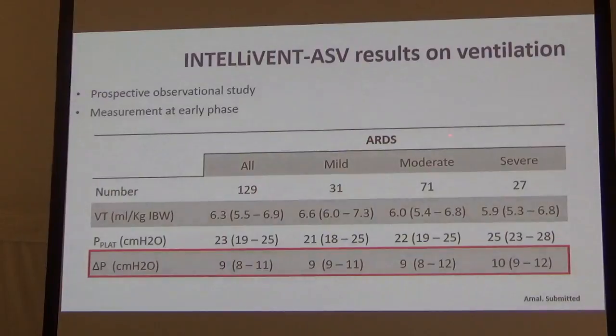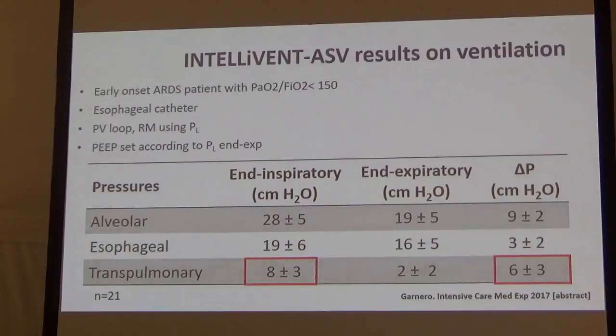In a small subgroup of severe ARDS patients, we introduced an esophageal catheter to measure the transpulmonary pressure. It's only 21 patients, and we found that the transpulmonary pressure at the end of inspiration was 8 centimeters of water. You know the recommendation is to keep it below 15. And the transpulmonary driving pressure was 6 centimeters of water. There is no recommendation because we don't have so much data, but probably we have to keep it below 10 or 8 centimeters of water.